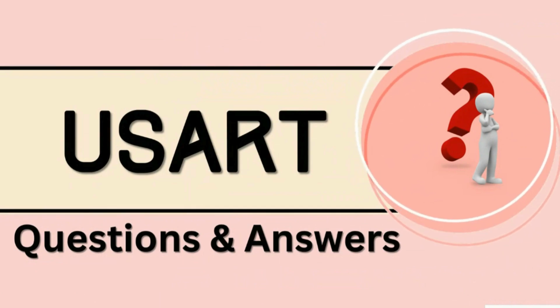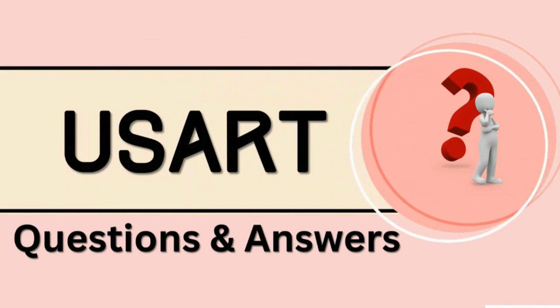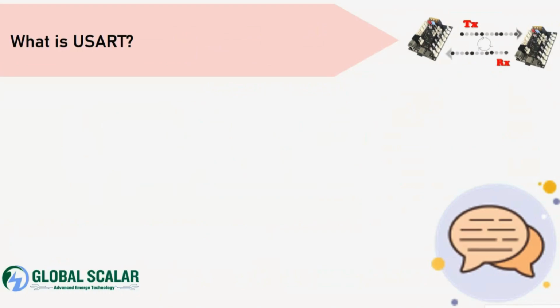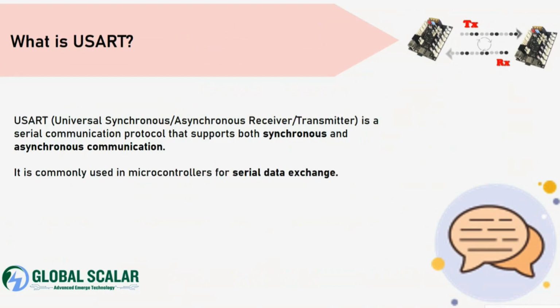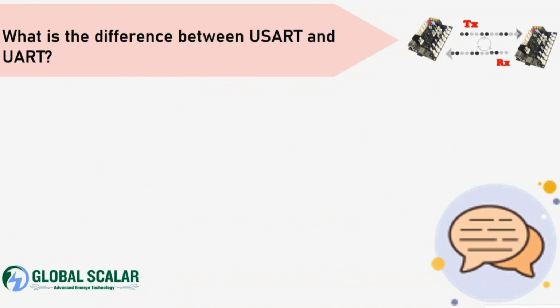USART question and answer. What is USART? USART is Universal Synchronous Asynchronous Receiver and Transmitter. It is a serial communication protocol that supports both synchronous and asynchronous communication. It is commonly used in microcontrollers for serial data exchange.